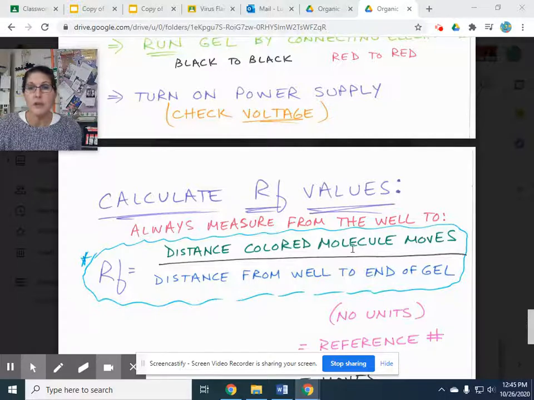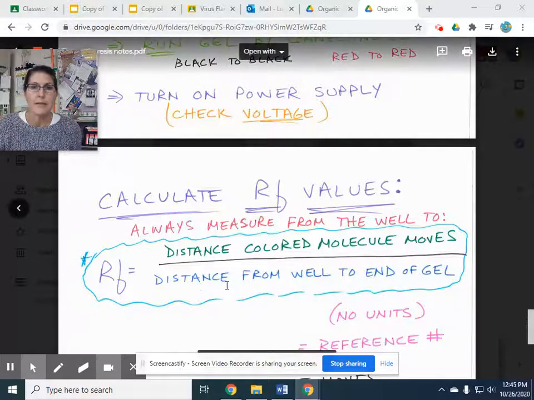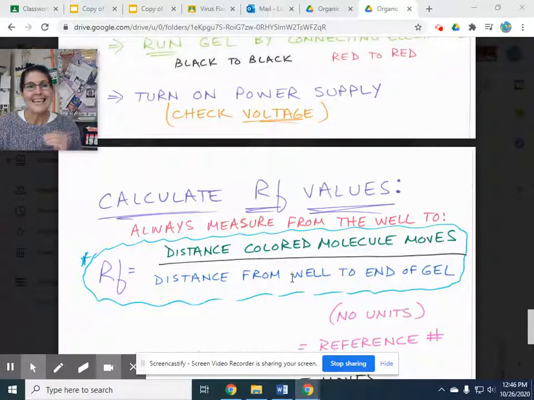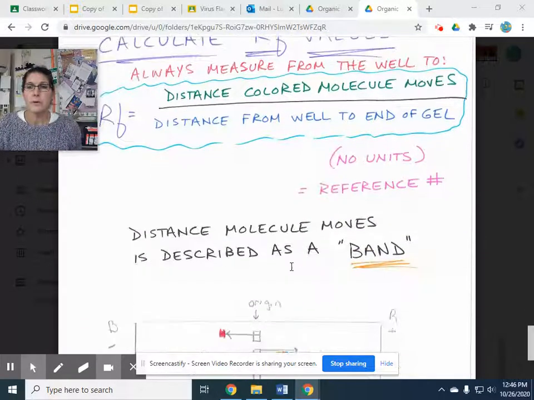It's the distance each colored molecule moves in centimeters divided by the distance from the well to the end of the gel. And you need to measure both ways, because the way that comb goes in, one way is going to be slightly longer than the other, like half a centimeter or so, but it's still going to make a difference. So you're going to have 2 solvent fronts, one from the wells to the black end, one from the wells to the red end. Okay. No units, because that's a reference number.